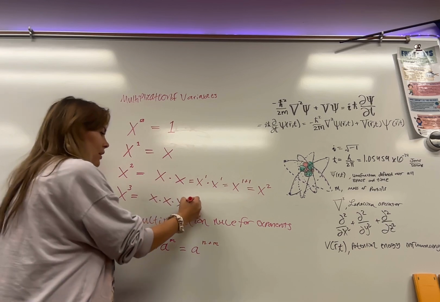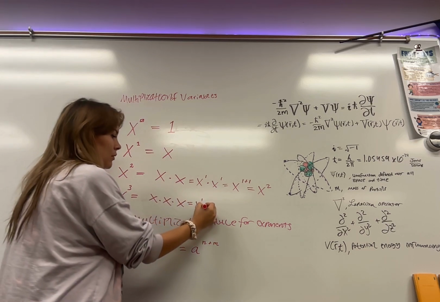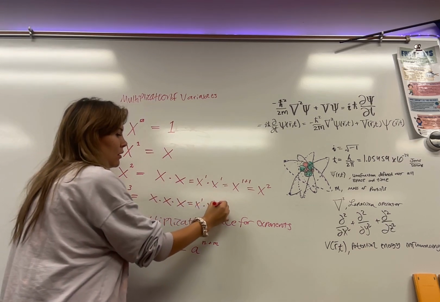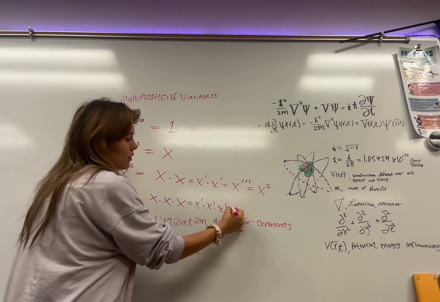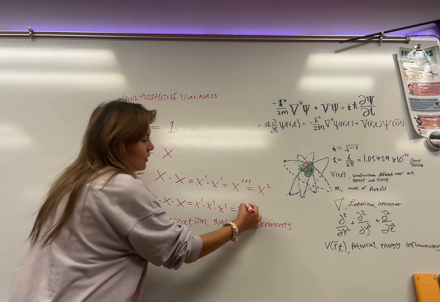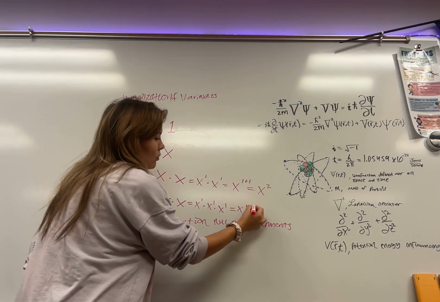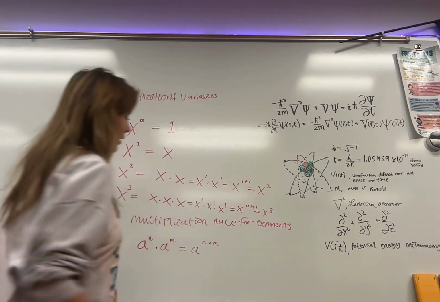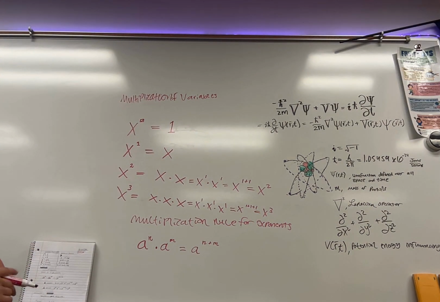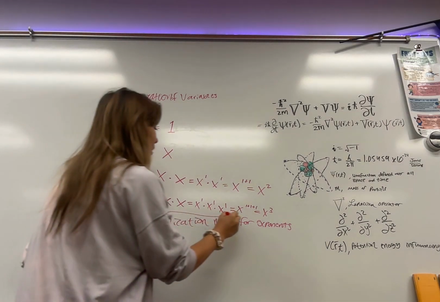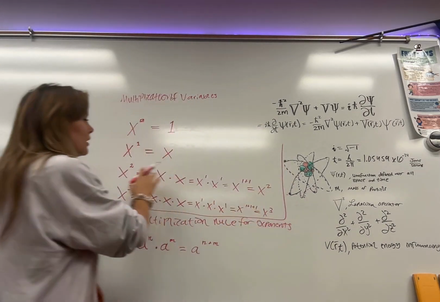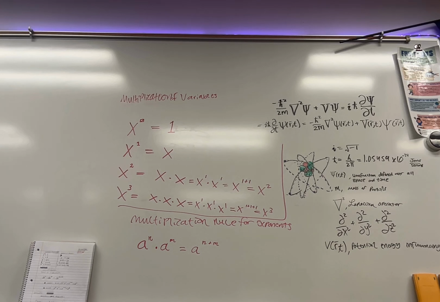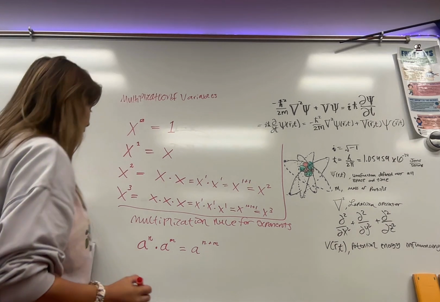Again, we can rewrite this as x to the 1 times x to the 1 times x to the 1. And this is equal to x to the 1 plus 1 plus 1, which is just equal to x cubed. Now this rule is universal. Again, m and n don't have to equal each other. It just so happens that in these examples they do. So let's try this with a different example.